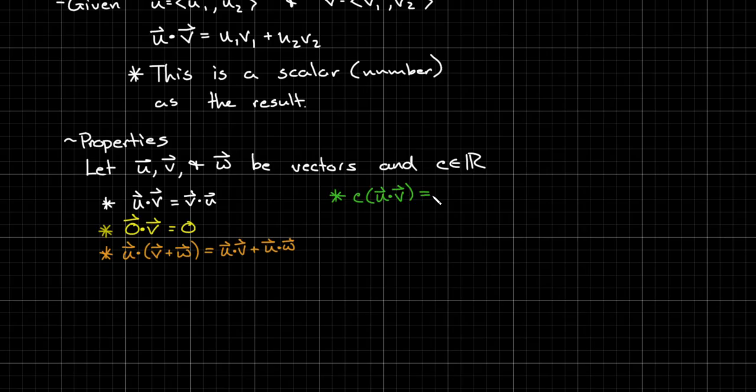Your gut won't be wrong. C u dot cv? Hey, it works. We can just factor out the constant. Ooh, yeah, cu dot cv.